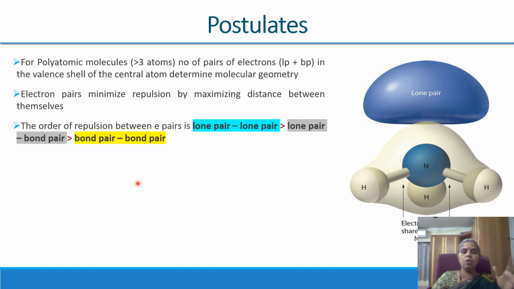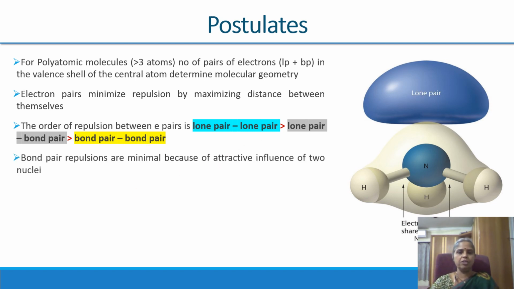So lone pair repulsion is greatest. This is followed by lone pair bond pair repulsion. And minimum repulsion is between bond pairs. Why? Because bond pairs are under the attractive influence of 2 nuclei. Repulsion will be minimum between the bonding pairs of electrons. Bond pair repulsions are minimal.